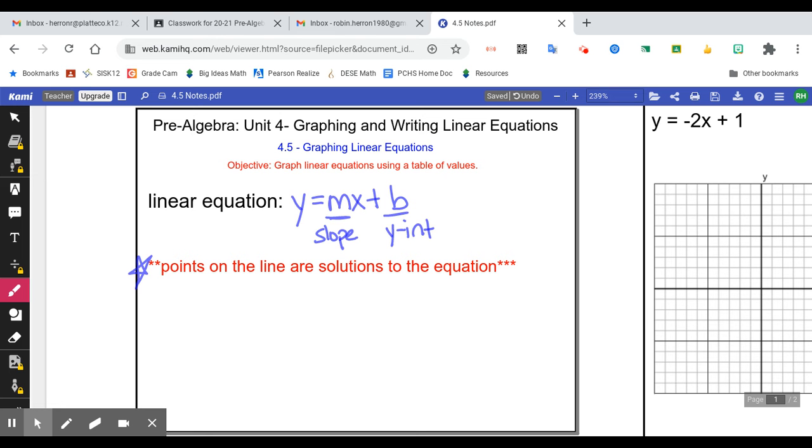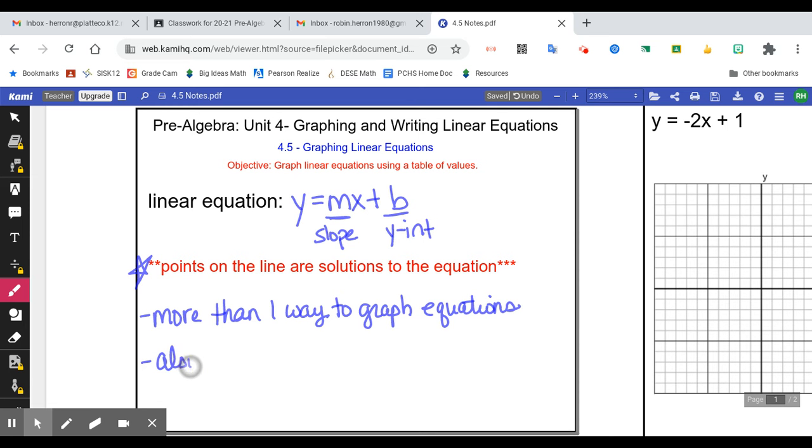So the important part about this lesson is to know that there's more than one way to graph an equation. Okay. And I want you to know multiple ways to solve different things so that you don't freeze up. If you only have one way and you've forgotten that one way, then you're not going to pass the test. But there's more than one way to graph. And this is also a way to check to make sure that your graph is correct.